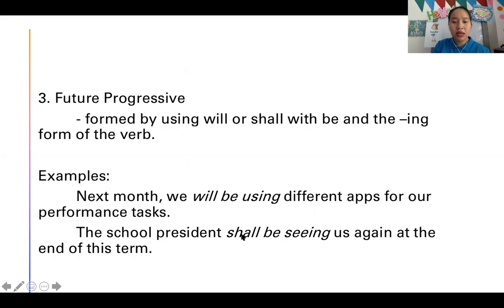Seeing us. Whether singular or plural, it is will be and shall be. That will not change. Okay? Seeing, because it is the ing form of the verb see. Seeing us again at the end of this term. So it's about to happen yet. Okay? Thank you.